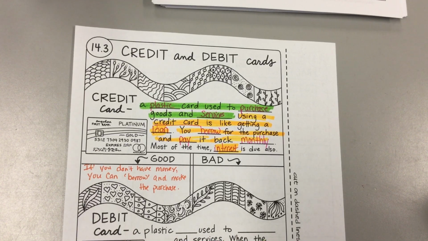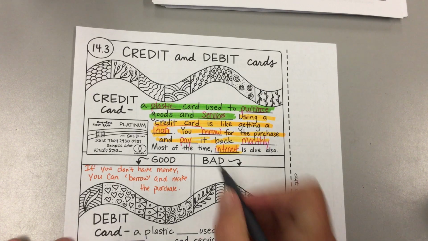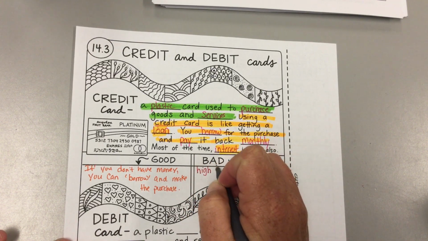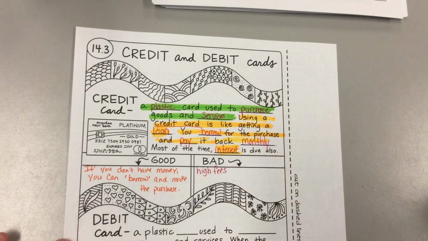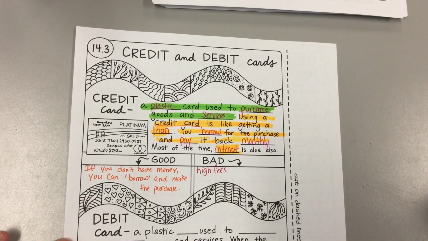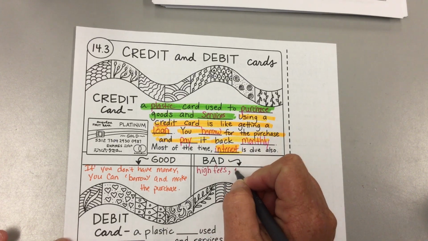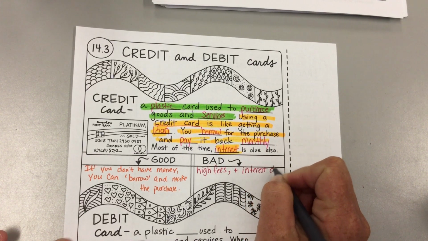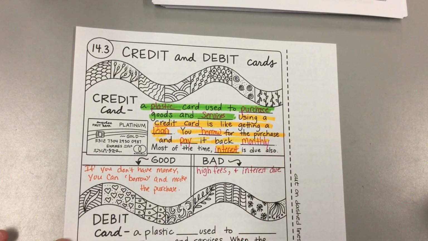The bad, I'm going to use red for this. Here it is. The bad thing is that there's high fees, because most credit card companies make you pay an annual fee to have their credit card. So there's a lot of high fees and interest that is due.